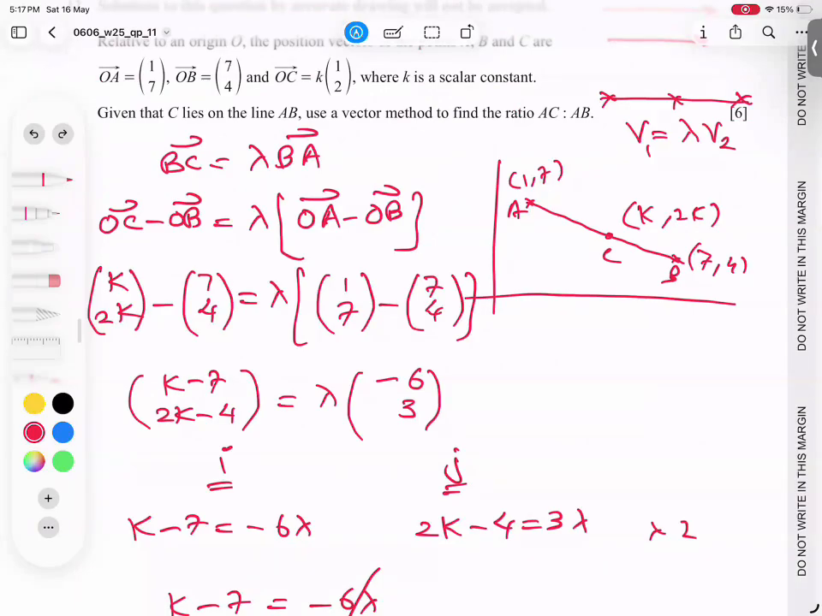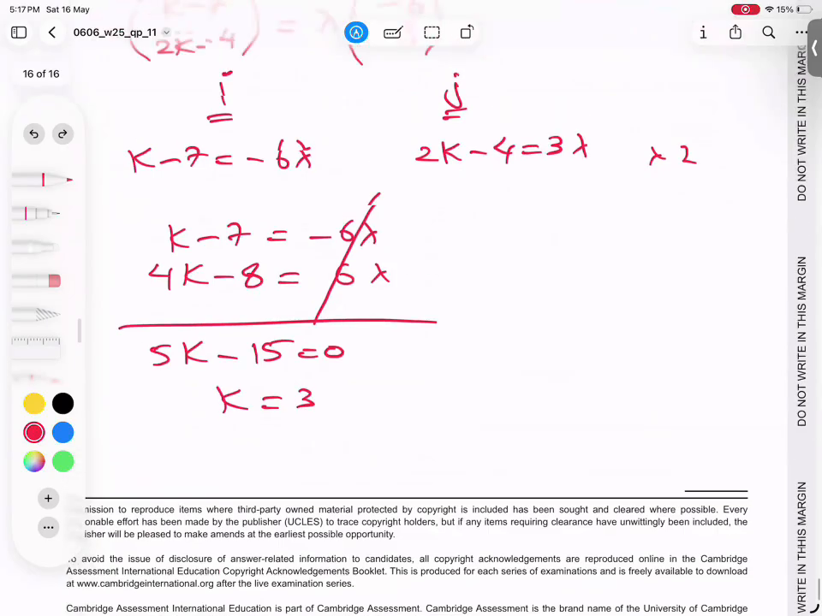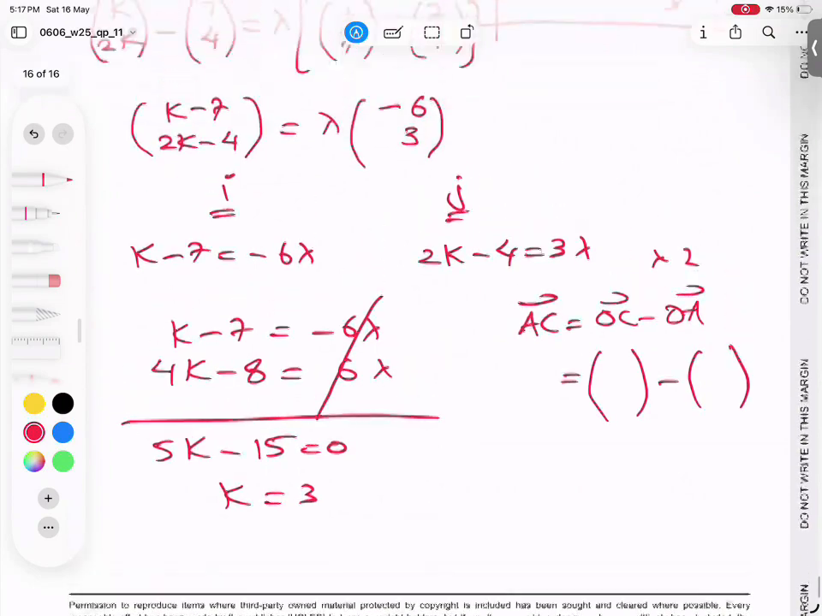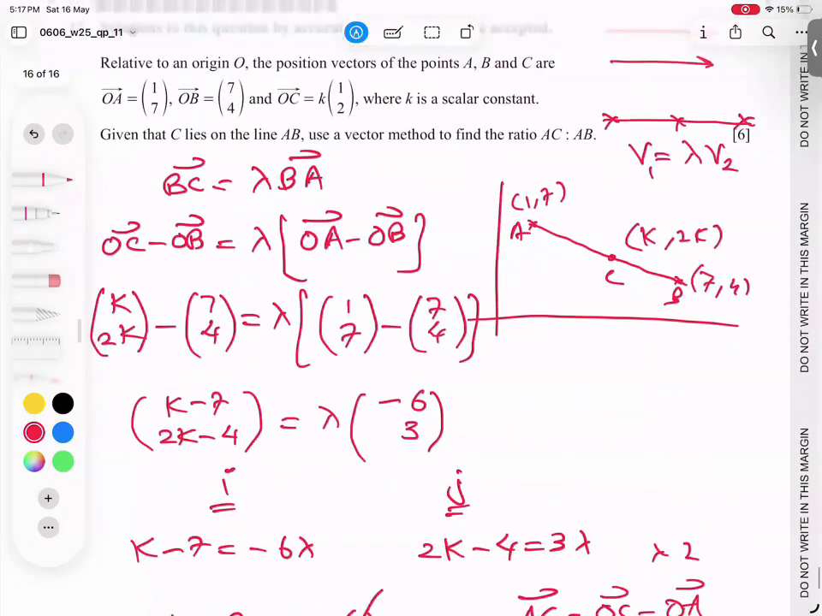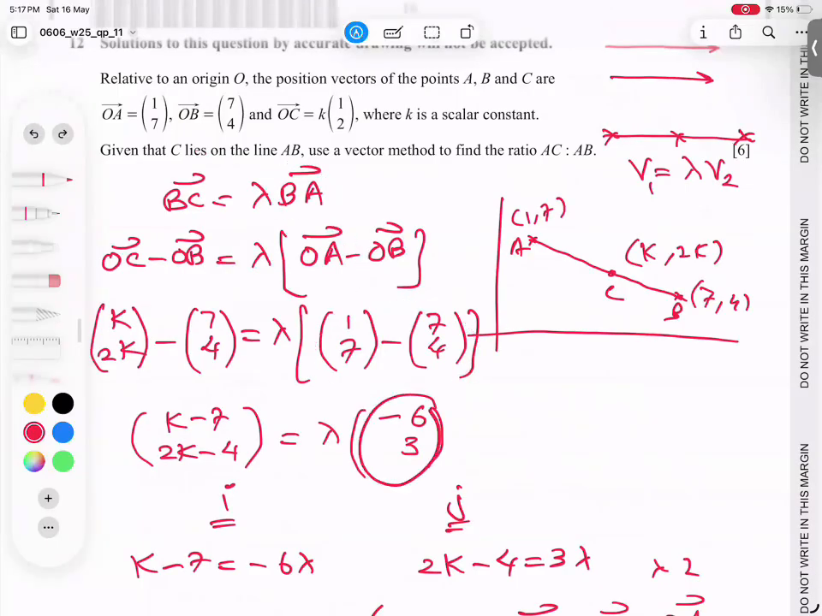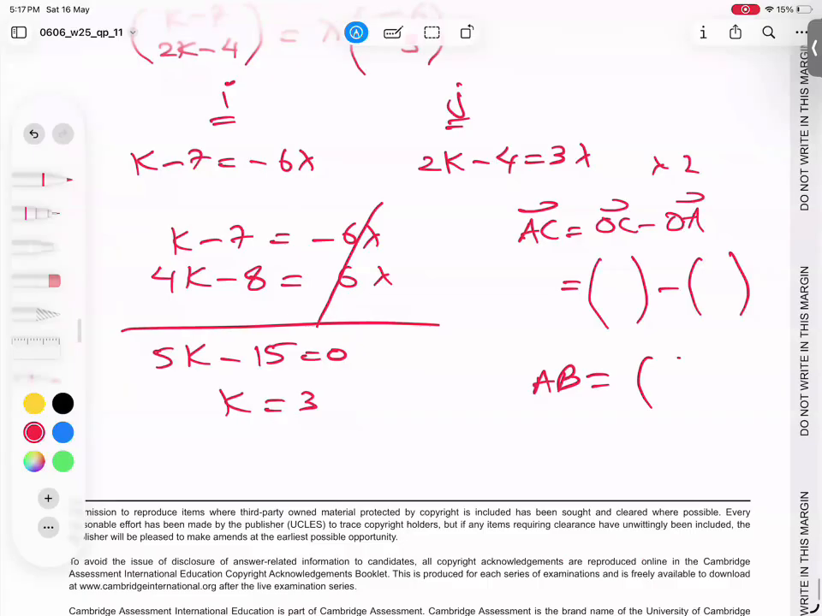So we can find AC and then CB. So AC, OC minus OA. Okay, OC minus OA. And then I'll go for AB. AB we have already, no need to waste time. Just opposite signs, 6 and -3. And OC, what we have? K and 2K.